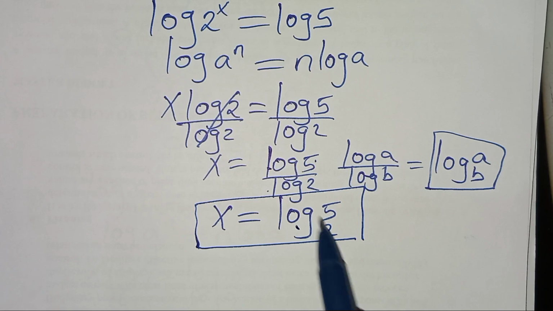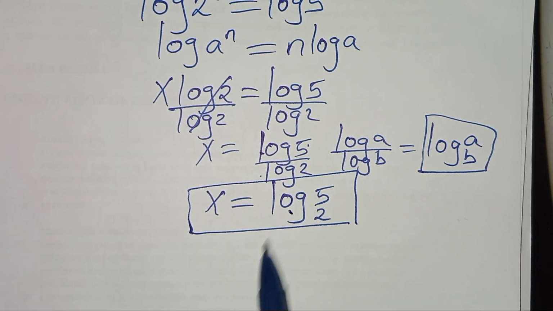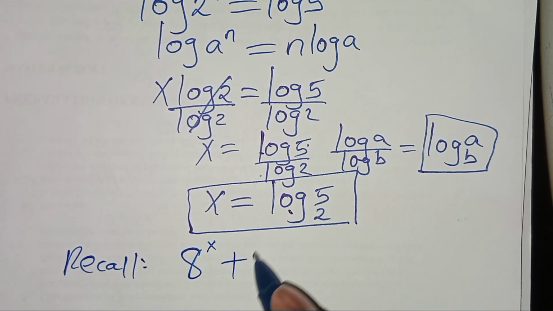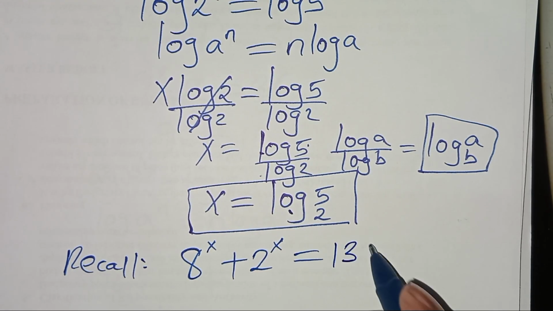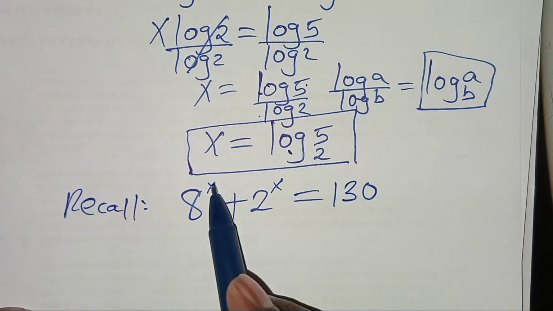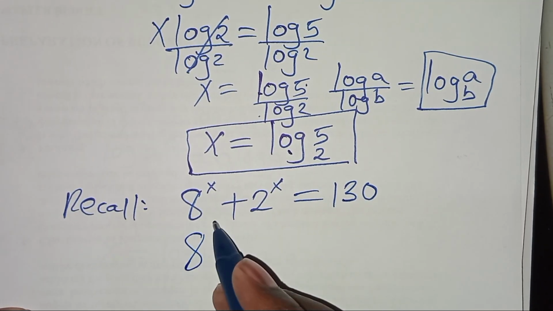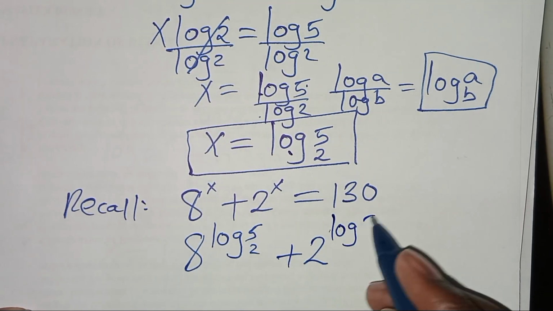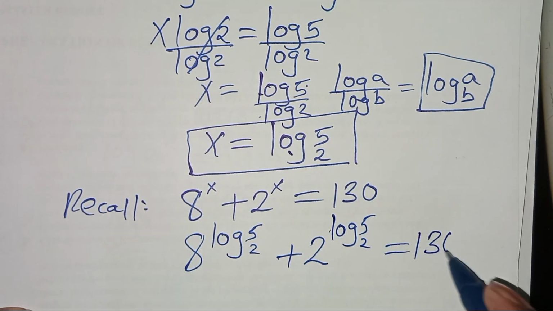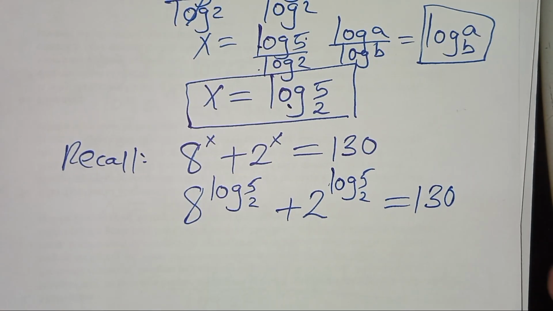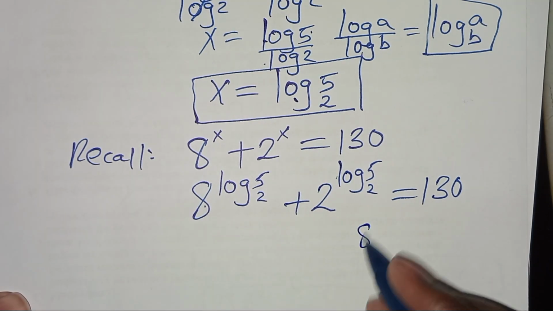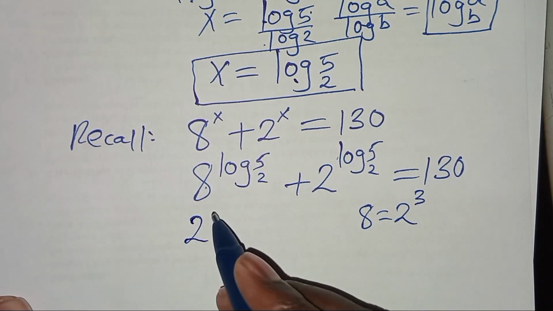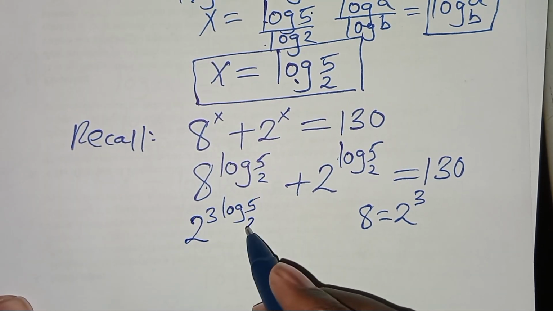Let's verify that this value of x actually satisfies the equation. Now again, if you recall, we had 8 to the power x plus 2 to the power x. This should give us a value of 130. Substituting this value of x, we'll have 8 to the power log 5 to base 2 plus 2 to the power log 5 to base 2. This should give us the value of 130. Now, as you can see here, we can express 8 basically as 2 to the power 3. So substituting, this is the same thing as 2 to the power 3 log 5 to base 2.